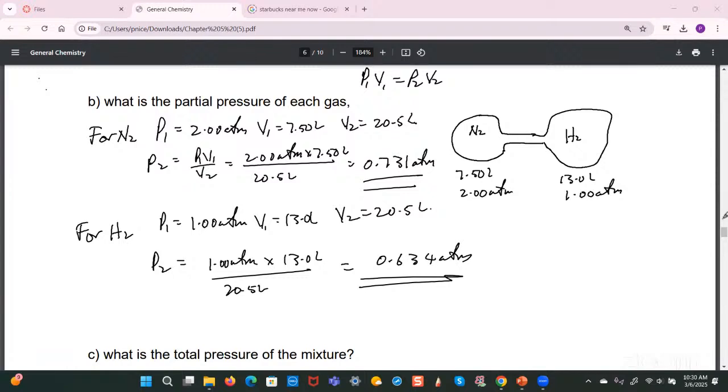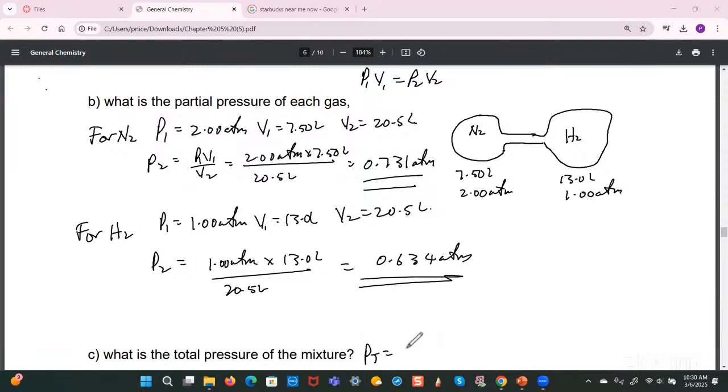Okay, the C part says, what's the total pressure of the mixture? That's easy, right? What's the total pressure? PT would be what? No, that's not it. How do you get a total pressure? Remember Dalton's law? Add the two.